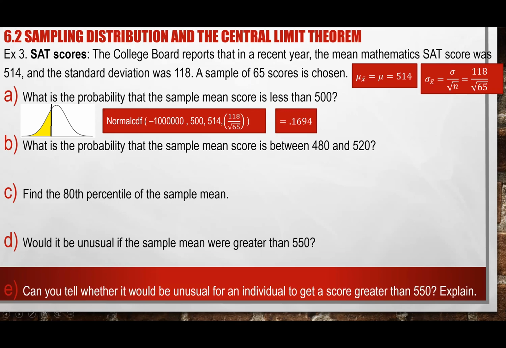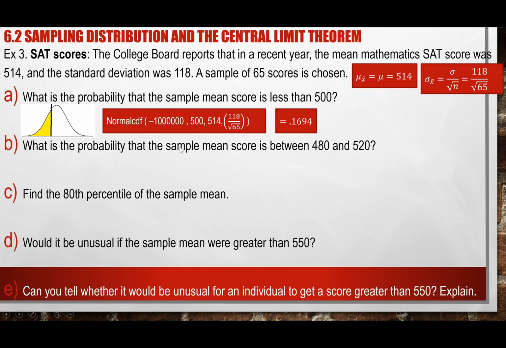And hopefully you guys see that 6.2 is so close to 6.1. And you will see 6.3 is the same. It's just the normal CDF and the inverse norm, okay?